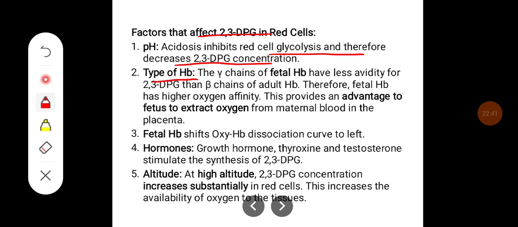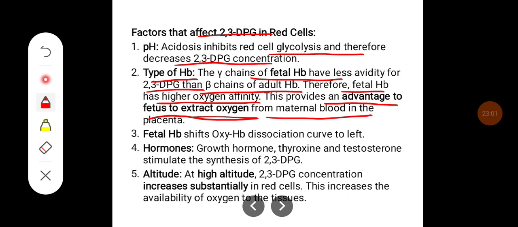The type of hemoglobin. The gamma chains of fetal hemoglobin have a less affinity or avidity for 2,3-DPG than beta chains of adult hemoglobin. Therefore, fetal hemoglobin has a higher affinity for oxygen. So this provides an advantage to the fetus to extract oxygen from the maternal blood in the placenta. Fetal hemoglobin shifts the oxygen hemoglobin dissociation curve to the left side. Some of the hormones like growth hormone, thyroxine, and testosterone stimulate the synthesis of 2,3-DPG.